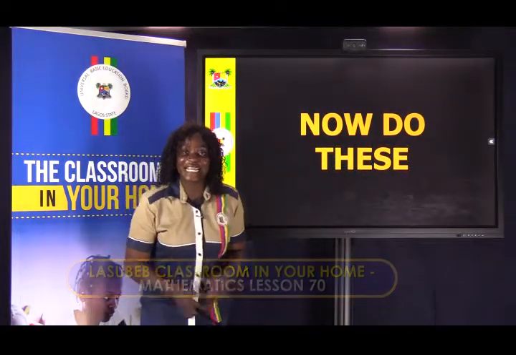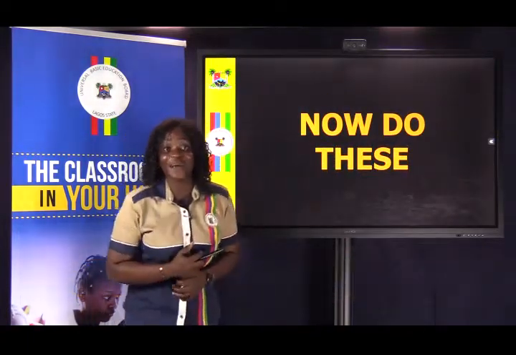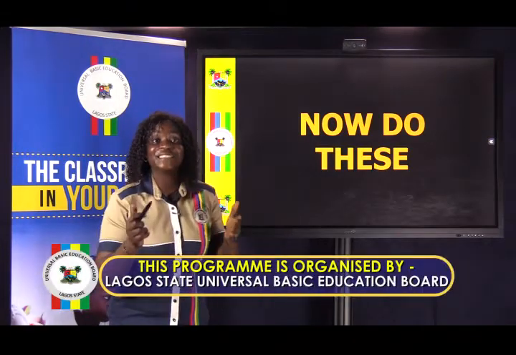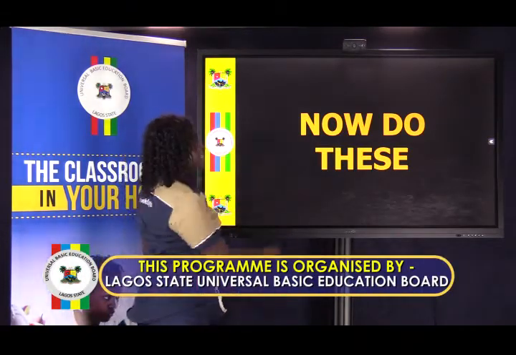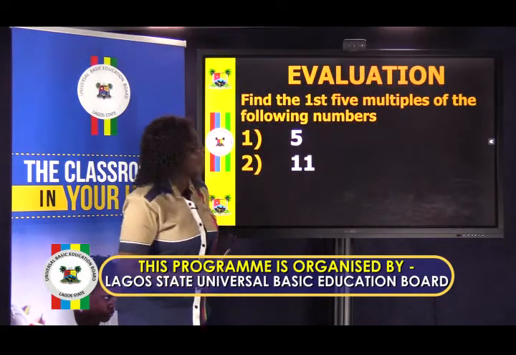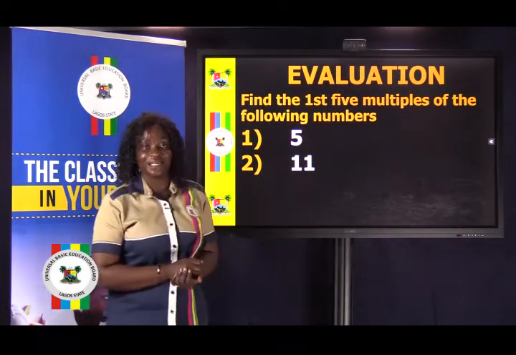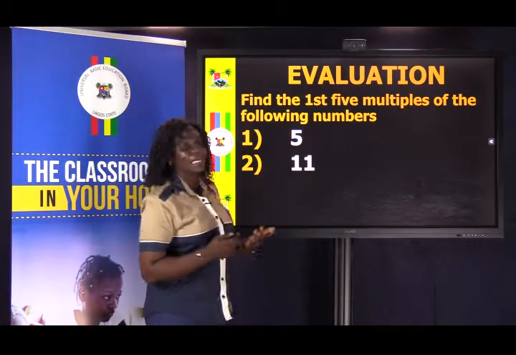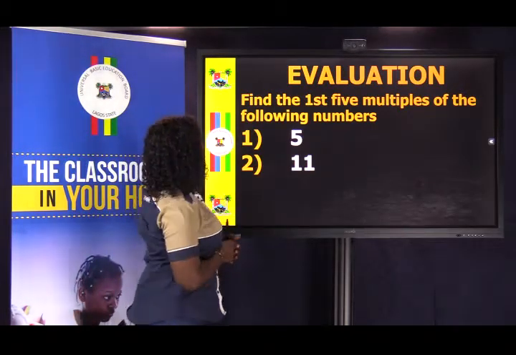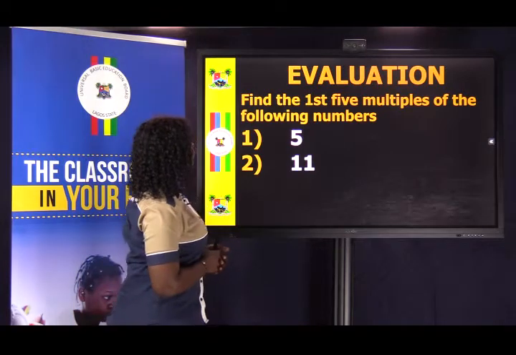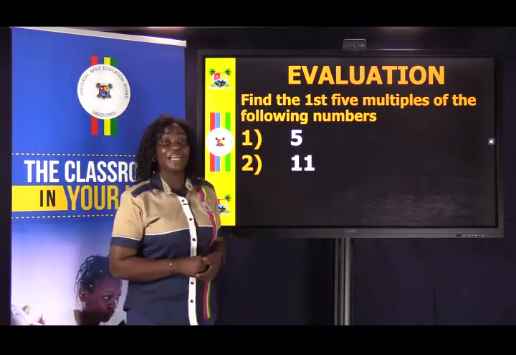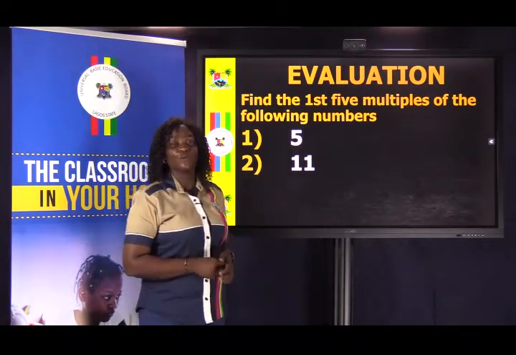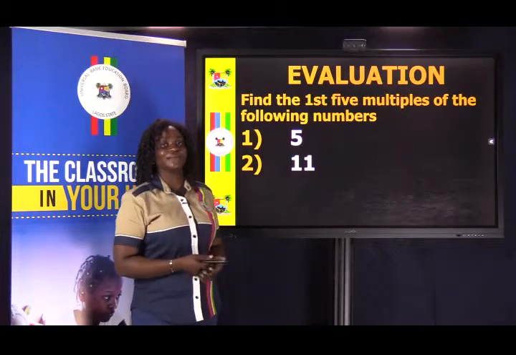Now do this. How well have you been following today's lesson? Because it's evaluation time, it's assessment time. It's time to prove your best. It's time to prove yourself. Yes, find the first 5 multiples of the following numbers, 5 and 11, in 1 minute 30 seconds, and your time starts now.